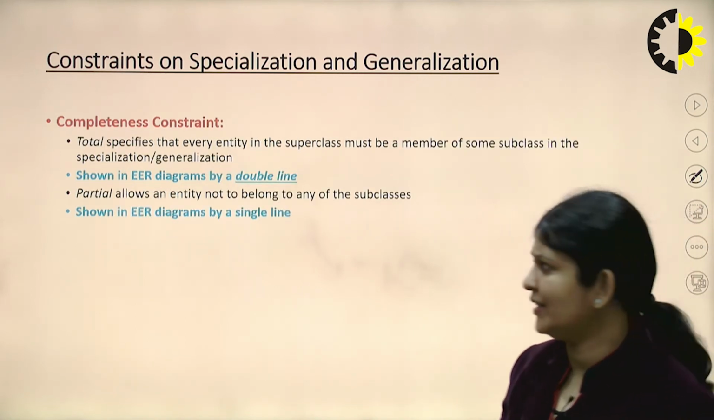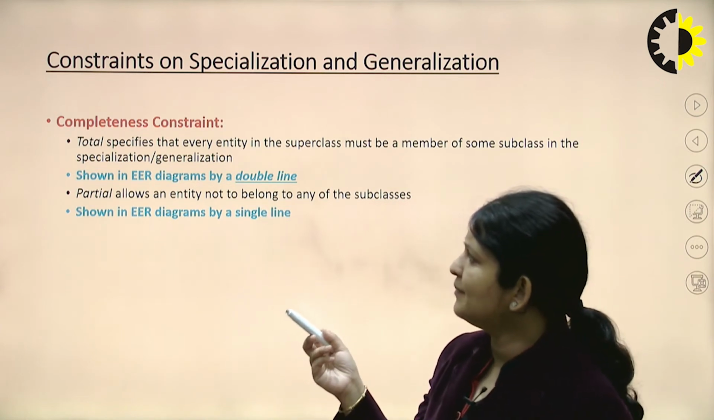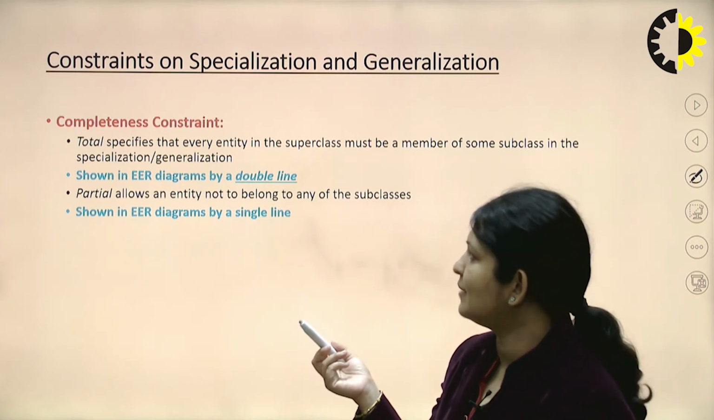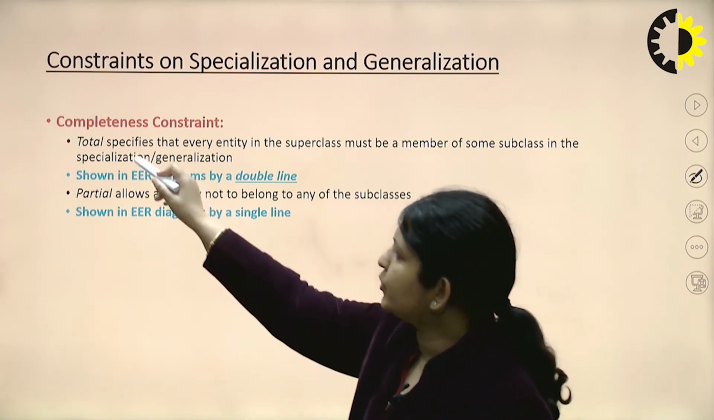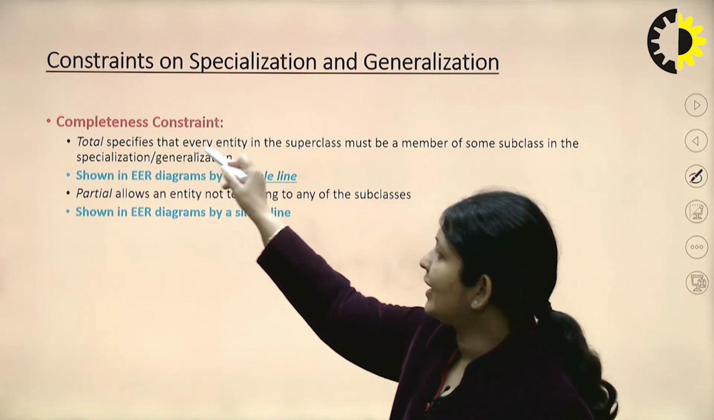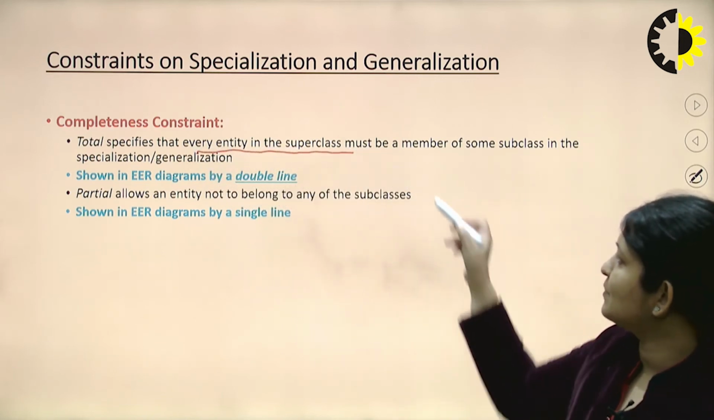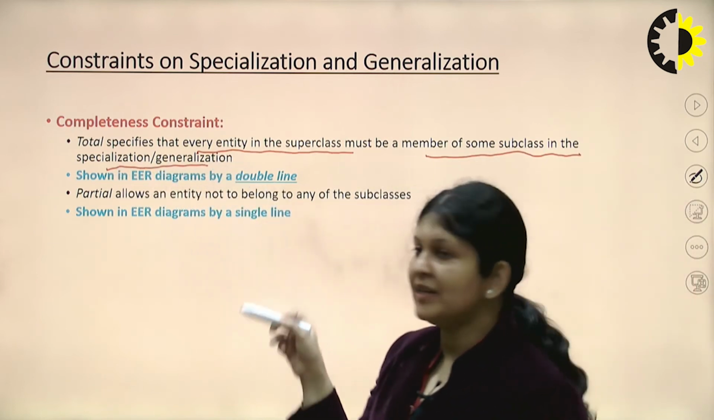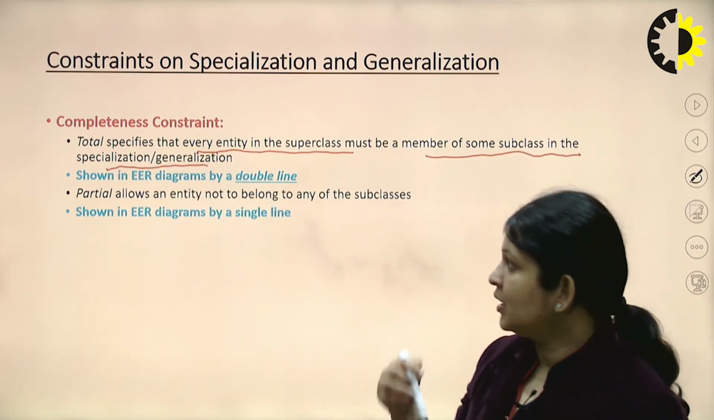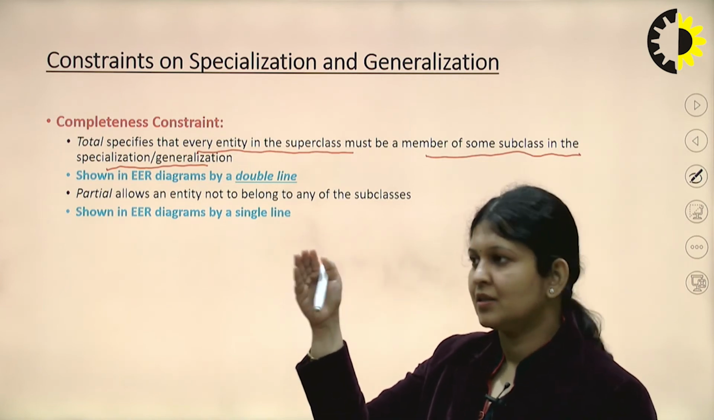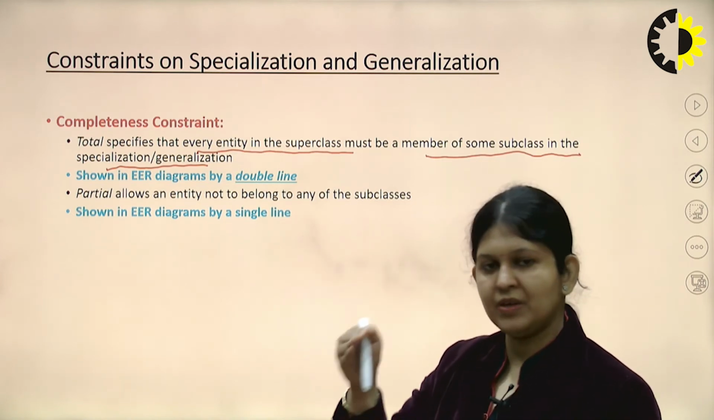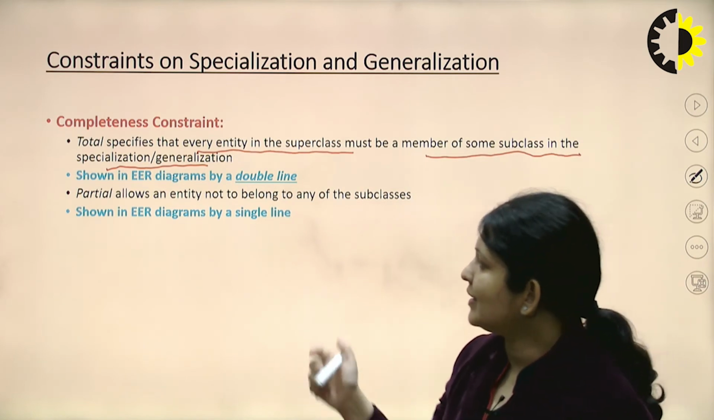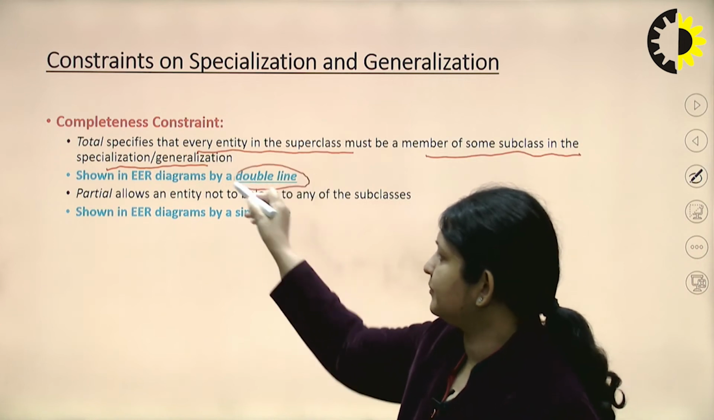Before we go into the EER diagram to show that, let's see what the completeness constraint is. Then we will show both constraints through an example. Total specifies that every entity in the superclass must be a member of some subclass in the specialization. The completeness constraint says that all the members of the superclass must also come into some of the subclass members. That is shown using the double line.